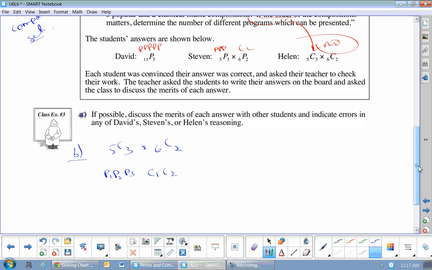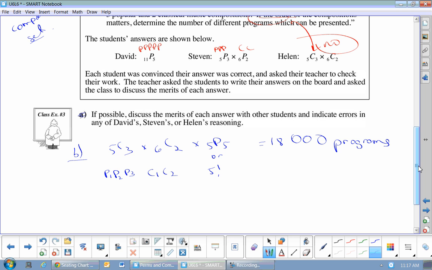What can I do with them now? How many different ways could we rearrange them? Yeah? 5P5. 5P5 is the same thing as 5 factorial. Or 5 times 4 times 3 times 2 times 1. So you just take this and you multiply it by 5P5. Or 5 factorial. We'll get 18,000 programs.